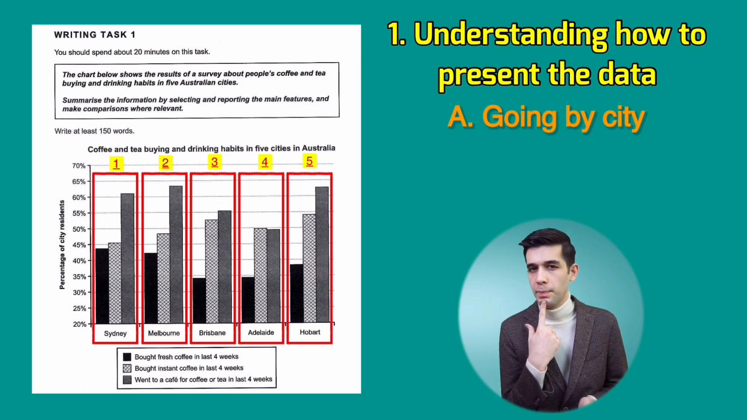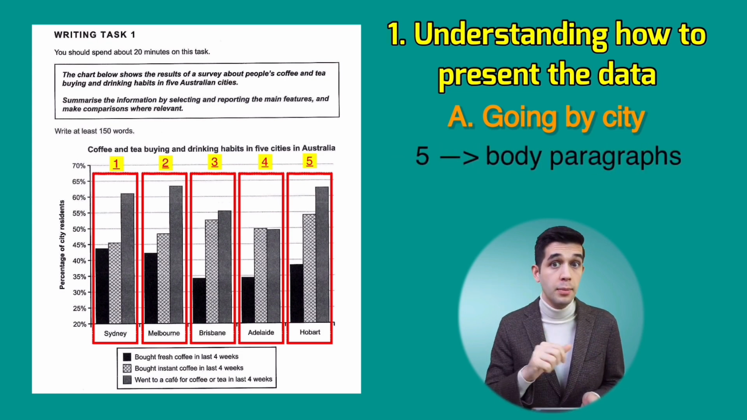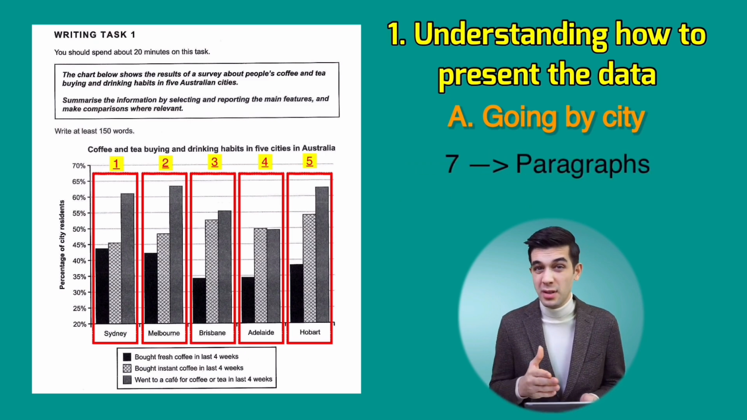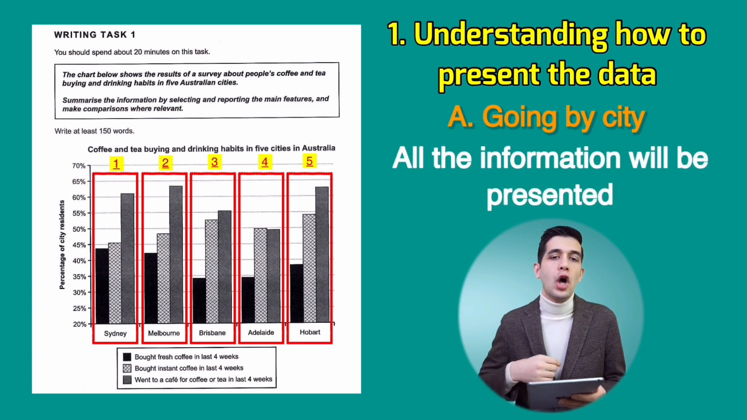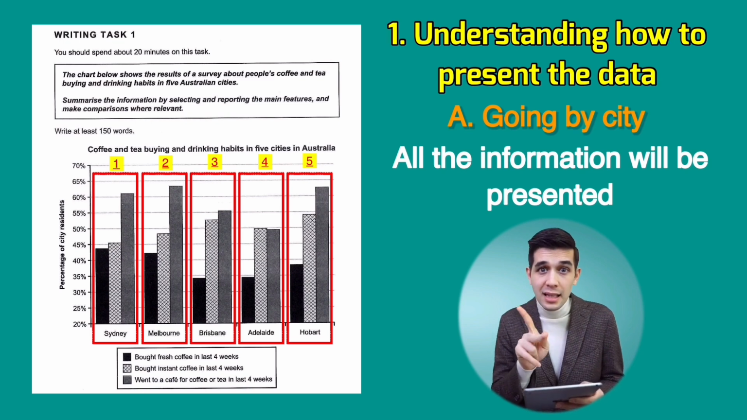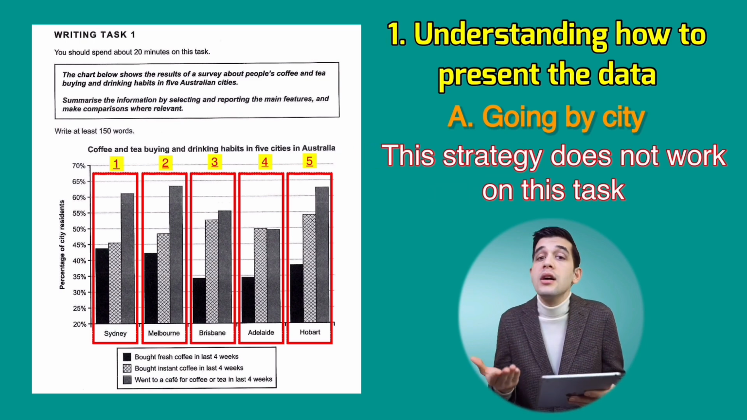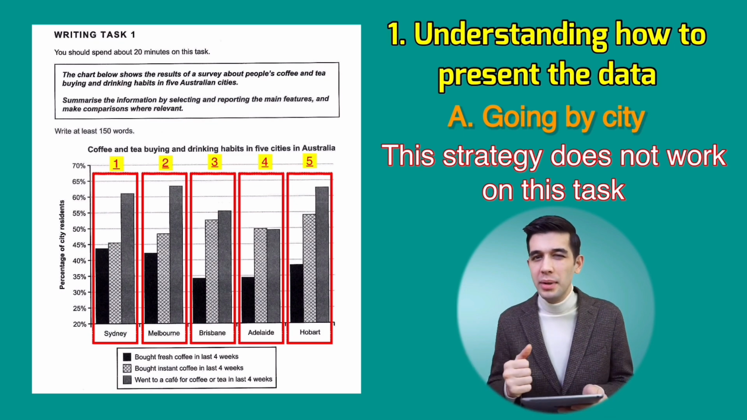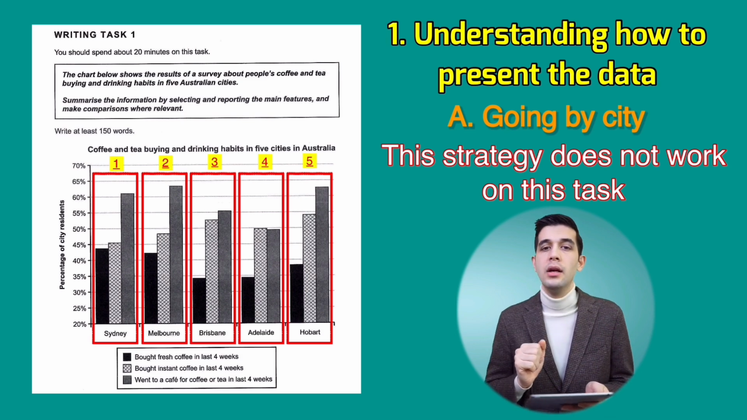What's the problem here? The problem is that I will have 5 paragraphs, 5 body paragraphs, apart from introduction and general overview. That will be overall 7 paragraphs. That is too much, too long. In this way, I will present all the information, but will I be able to make comparisons between cities? No, because in each paragraph I'm talking about one city. So this strategy does not work on this particular task. Maybe in another task this will be good, but in this task it's not logical to proceed in this way.